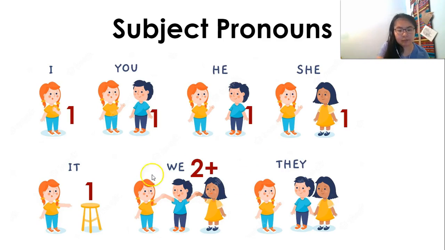This whole group of people in this picture. We is plural. We is plural, two or more. And then they. See how the speaker is talking to a group that is not herself? So they. They is plural. Right? So we just need to know what we're talking about. One or more than one.